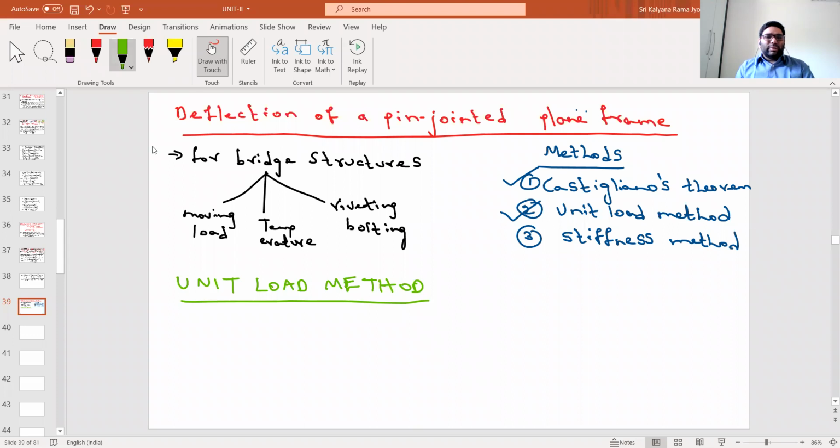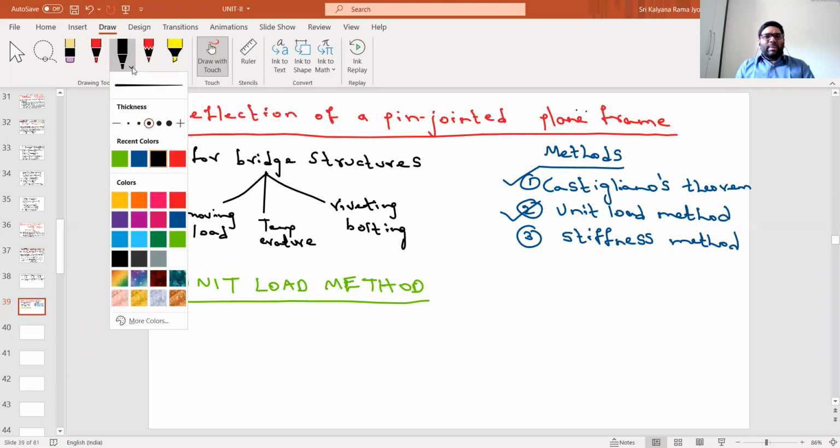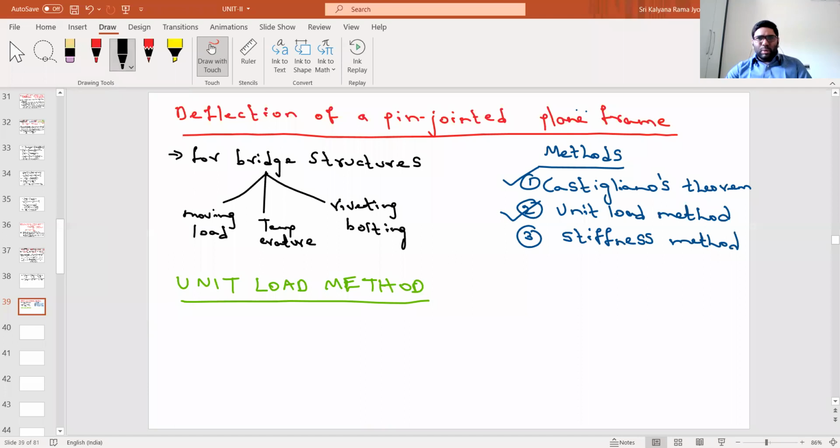So if you say the unit load method, first of all, it can be applied to any type of truss, both simply supported or a cantilever truss, anything we can use. But the basic fundamental concept is energy, strain energy.